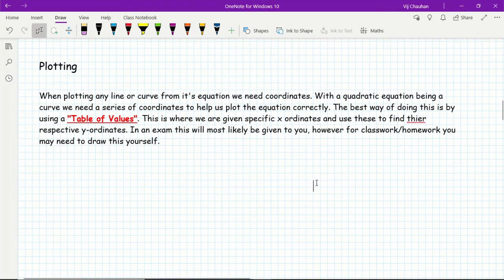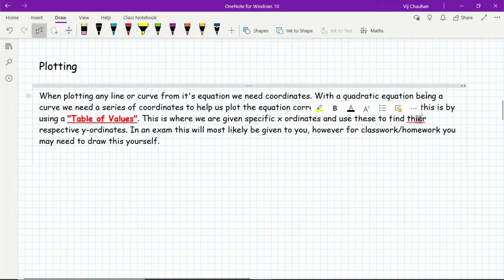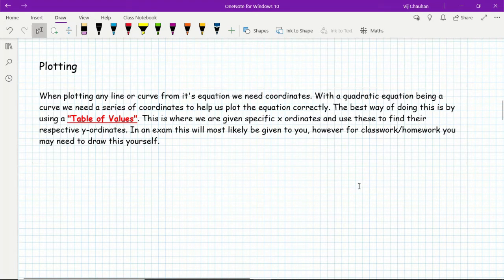So for example, a table of values would always be given to you, and I can see that spelled wrong there, so let's just correct that. Tell you what, let's record this again.